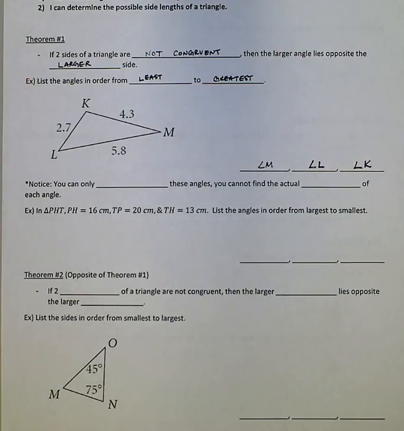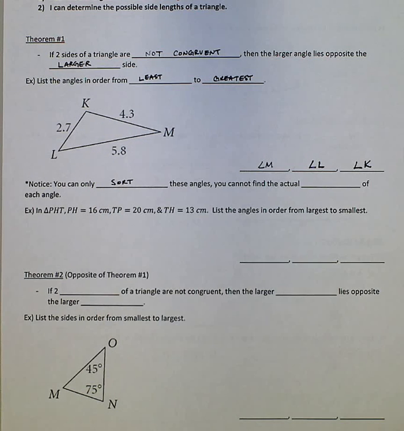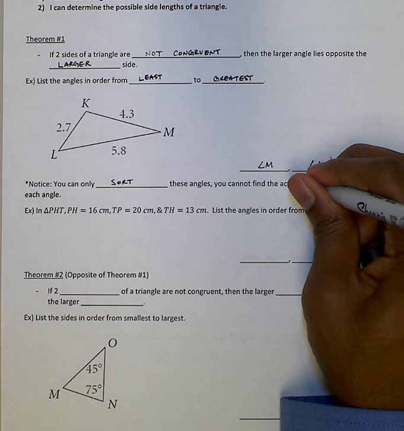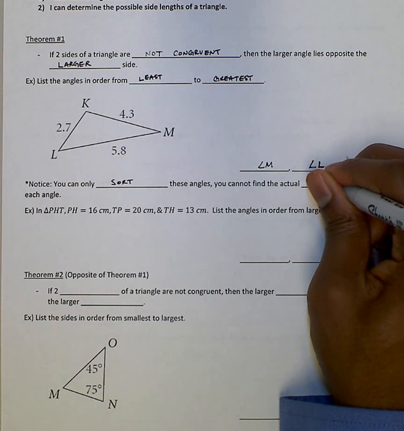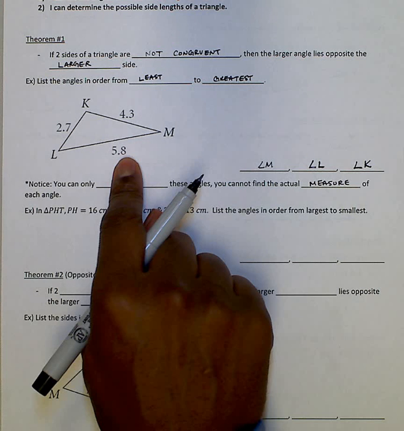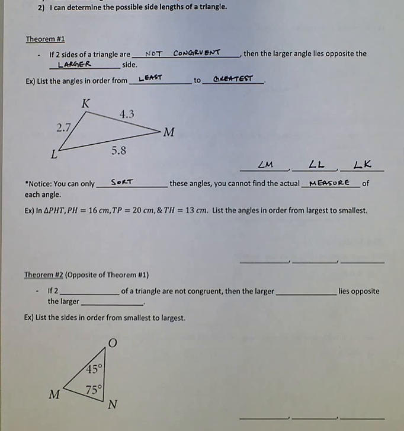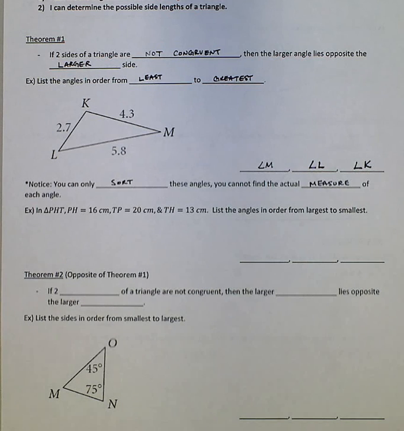So the smallest angle is across from the smallest side. The largest angle is across from the largest side. I want you to notice that you can only sort these angles. You cannot find the actual measure of each angle just based off of this information. You can only sort it. I can only say, hey, K has to be the biggest one because LM is the biggest side. But it's not like I can say K is 67 degrees because we got 5.8. Okay. All right.